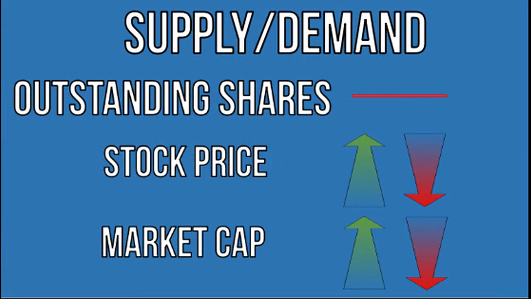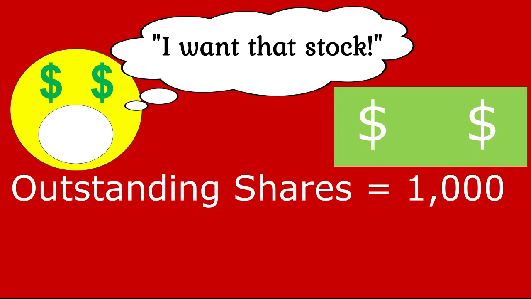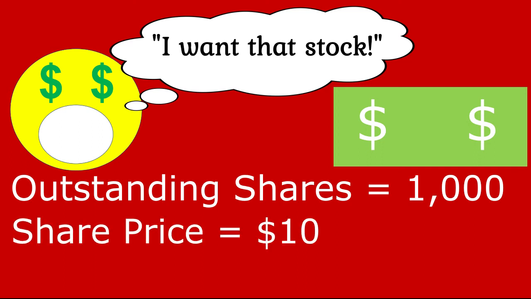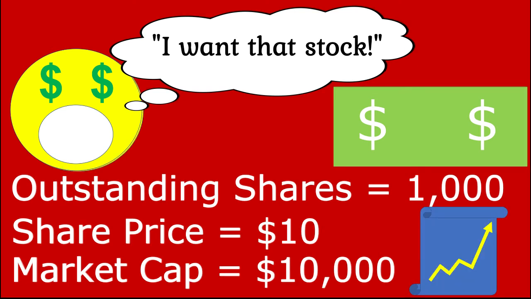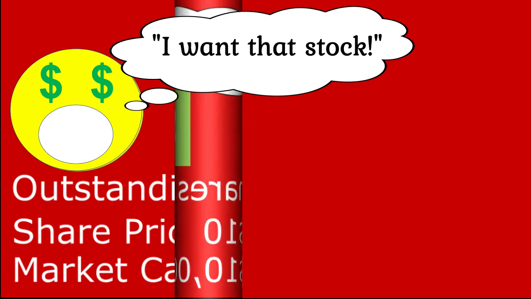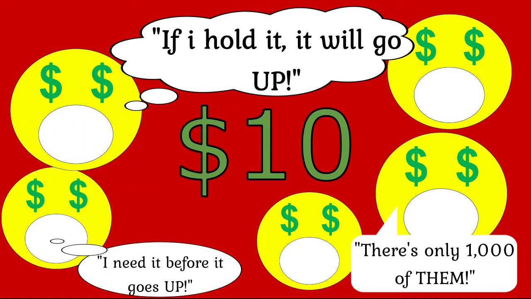With outstanding shares being a fixed number, higher demand for a stock will increase its price. For example, if a stock contains 1,000 shares and is worth $10, this means the market cap would be $10,000. And if investors believe this company is worth more than $10,000 based off of potential growth, then the greater demand for the stock will raise its price because there is not an infinite number of shares.